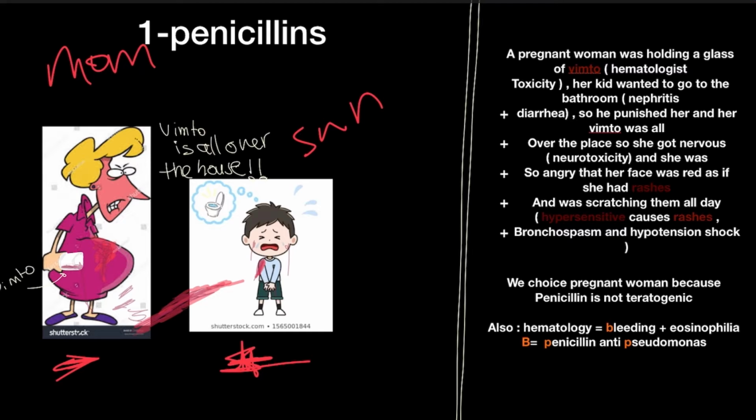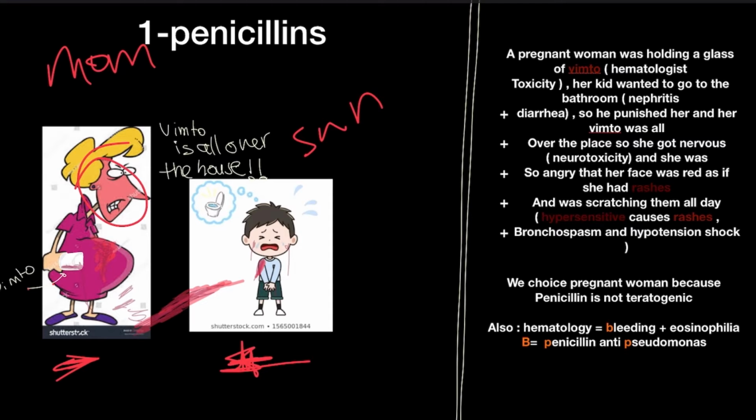Okay, so her son was moving so much that he had punched his mom, and the Vimto that she was holding was actually all over the place. So she got so angry that her face turned so red. And what else is red? Rashes are red. So keep hypersensitivity in mind as well. Now we are going to talk about them in depth.